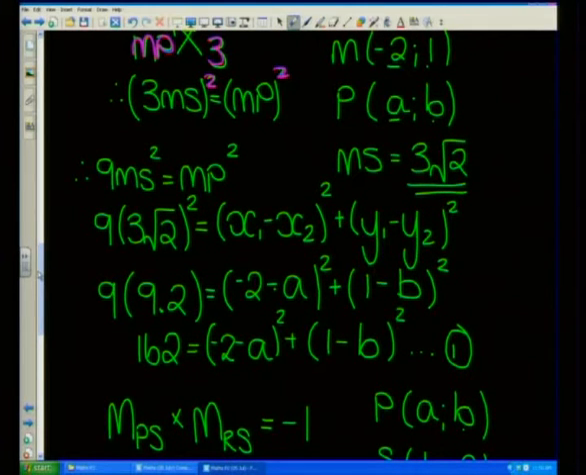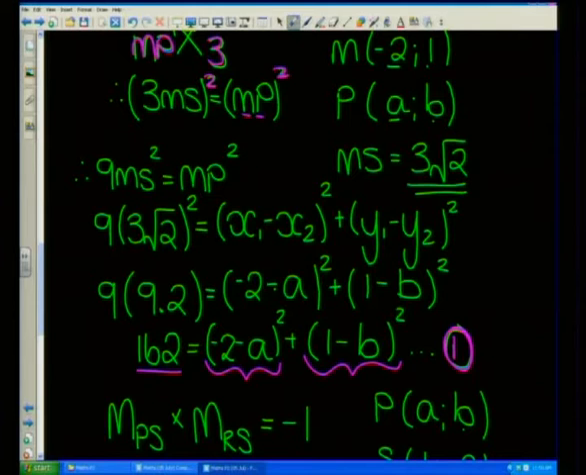Okay, having done that, just to quickly recap, we said that we already knew the distance from M to S, so by calculating all of that out, we got 162. And we took the coordinates from M and of P, and we filled it into our distance formula, and we landed up with our (negative 2 minus A) squared, and our (1 minus B) squared, okay? And that gave us our equation 1. Okay, so that was all based on distance, and it was all based on that ratio that they gave us, okay?